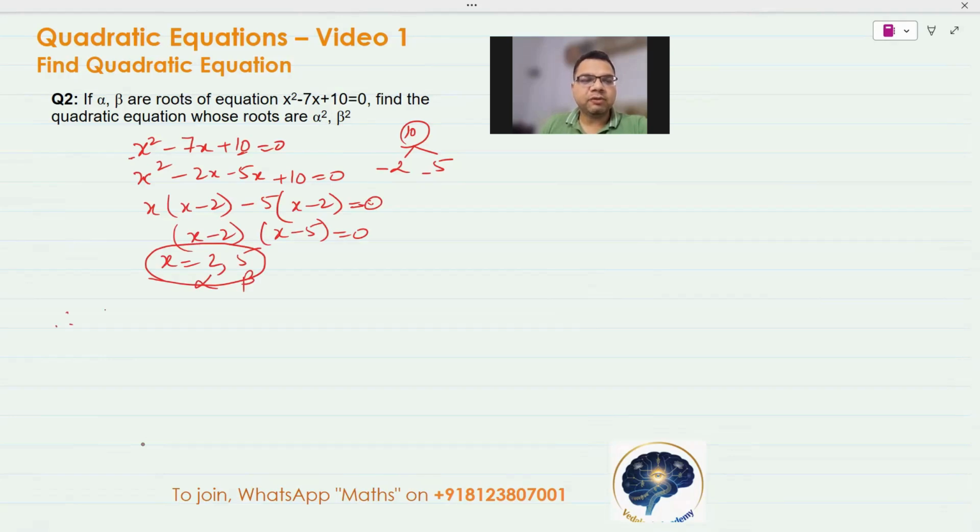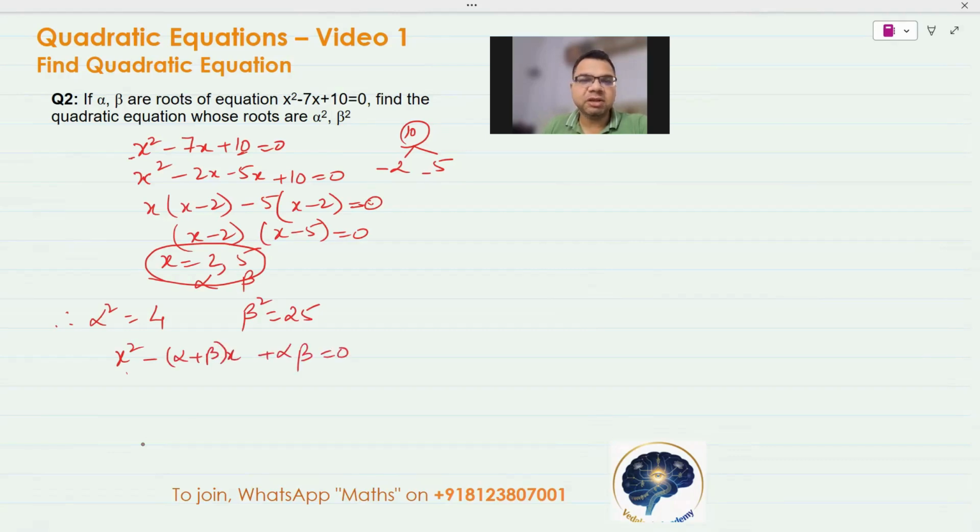Therefore, alpha square equals to 4. 2 square is 4, right? And beta square is 5 square, that is 25. Now, I have alpha square and beta square. I have to find the equation now. So how will I find the equation? X square minus of alpha plus beta into x plus alpha beta equals to 0.